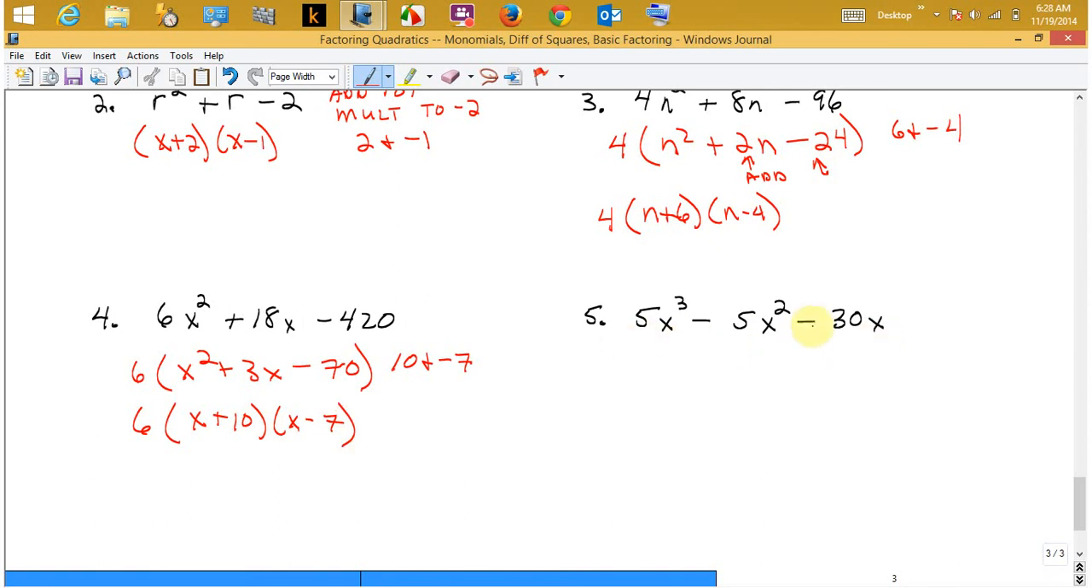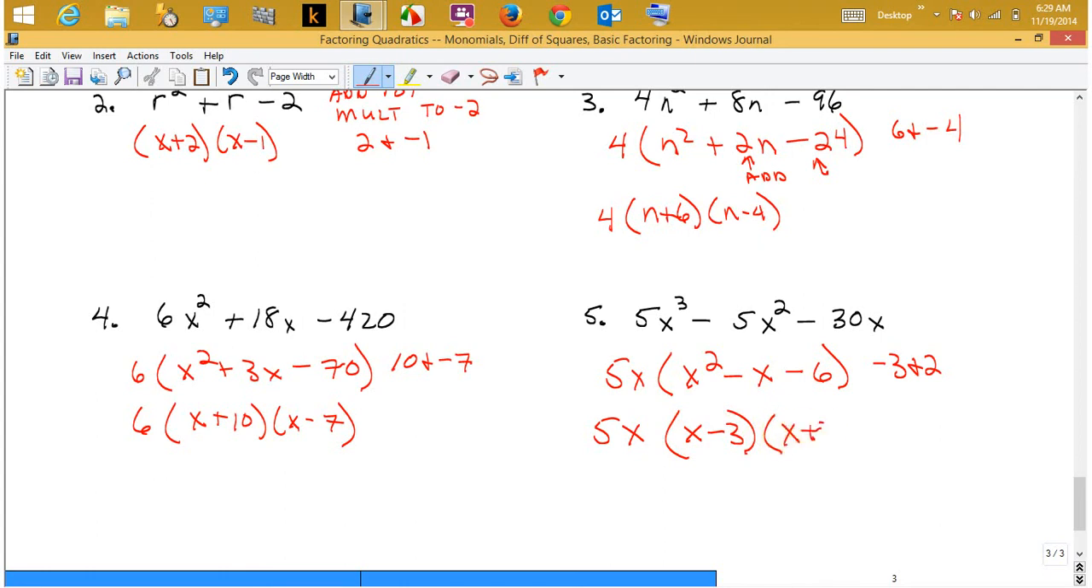And the last one, it looks like I can pull an x out of each term and also a 5. That would give me x squared minus x minus 6. Two numbers that add to a negative 1 and multiply to a negative 6. How about a negative 3 and 2? So I would have 5x times x minus 3, x plus 2.